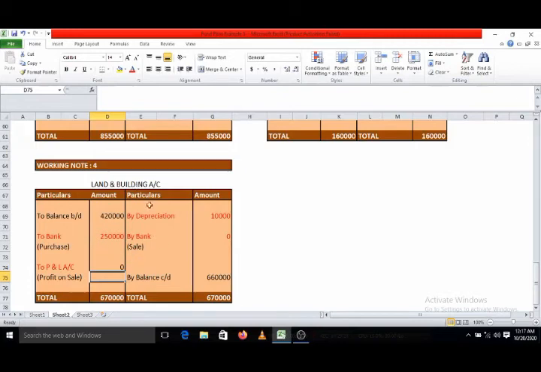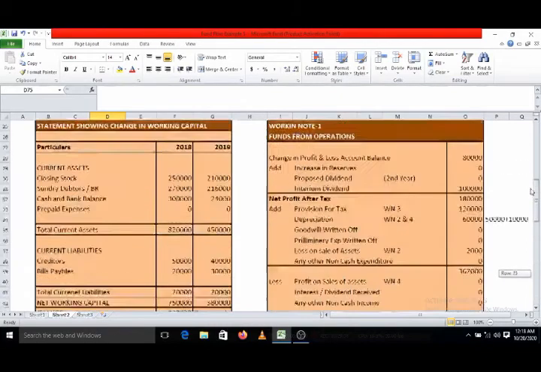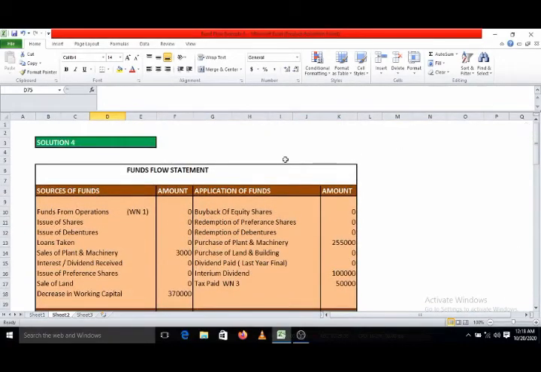So again two figures are in red mark. First is to bank, that is a purchase of new land and building 2,50,000, which will directly go to the fund flow statement. On which side? Obviously application side, purchase of land and building by rupees 2,50,000.